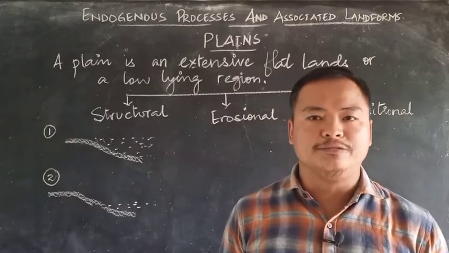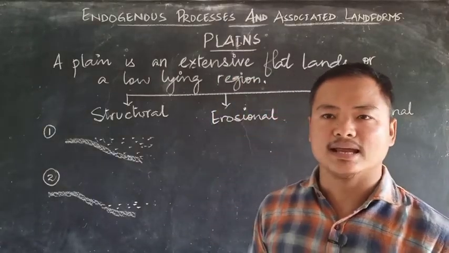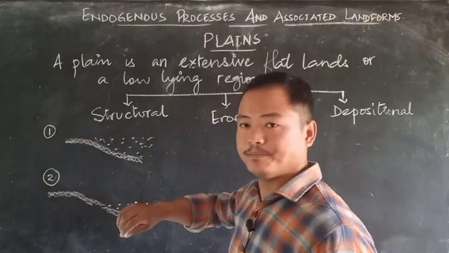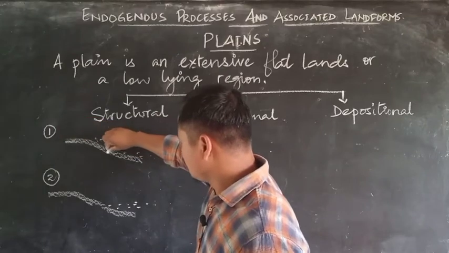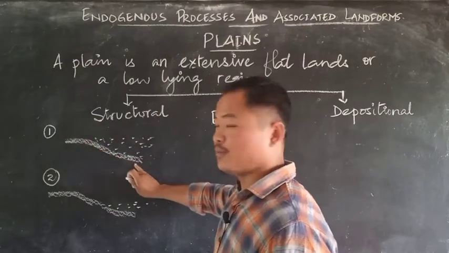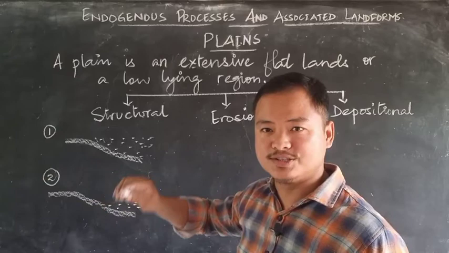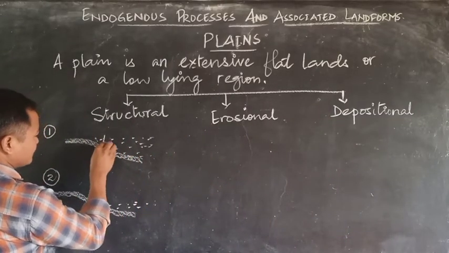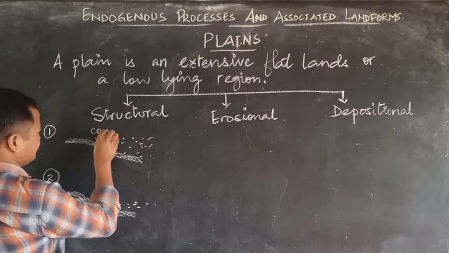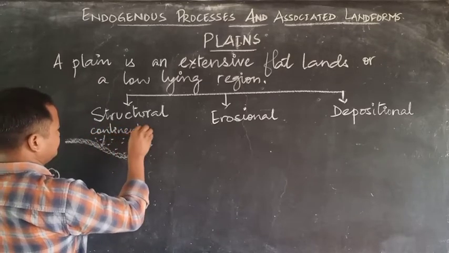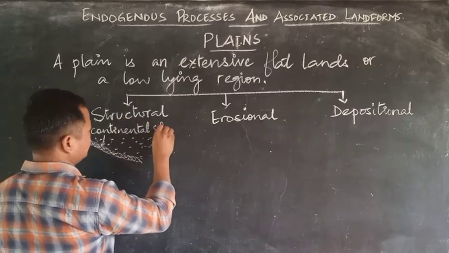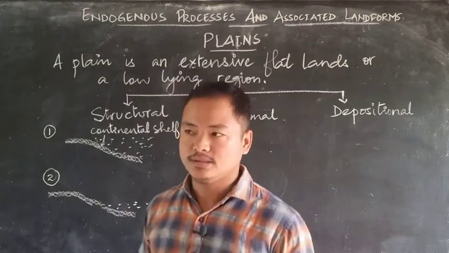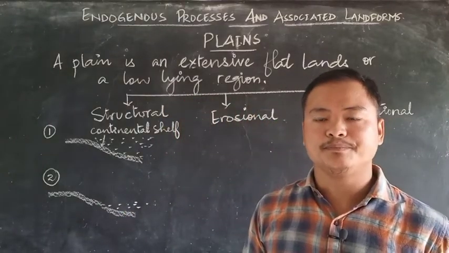If we try to understand the formation of a structural plain through these two diagrams, we see in the first diagram the land that slopes gently towards the water bodies is known as the continental shelf. This part of the land also forms part of the coastal region.